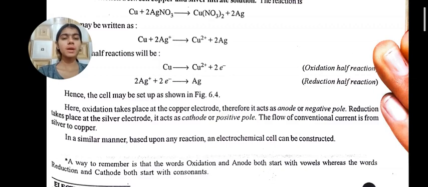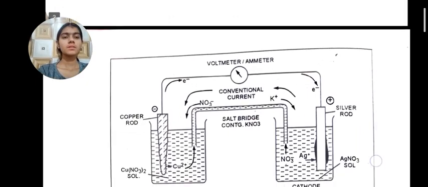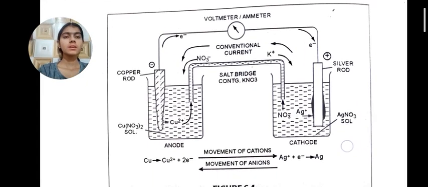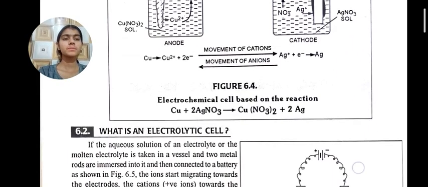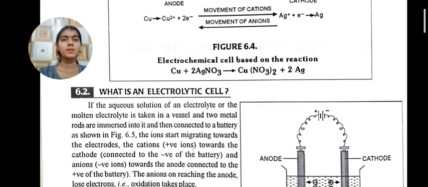In a similar manner, based upon any reaction, an electrochemical cell can be constructed. Here is the cell diagram for the copper and silver nitrate reaction. Here copper gets oxidized to Cu2+ and silver ions get reduced to silver atoms. So let's know what is an electrolytic cell.